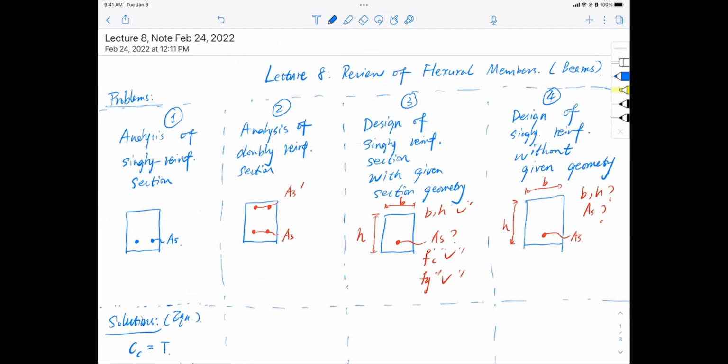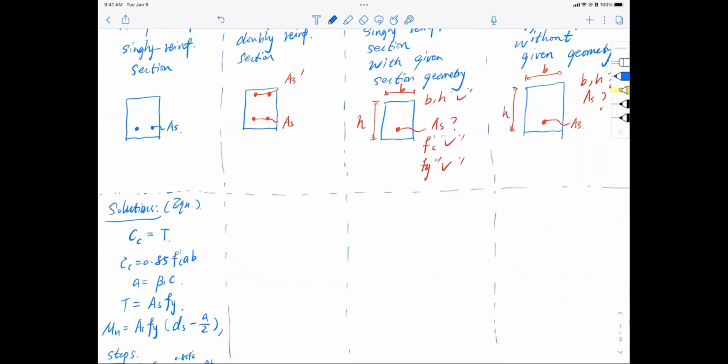Once we're done with that, we went to the doubly reinforced section. And you know, for the doubly reinforced section, things are a little bit different. The difference is that I added compressive reinforcement on top, right? And when I do that, I introduce a new parameter, called ds prime, corresponding with ds, which is the depth of the tension reinforcement.